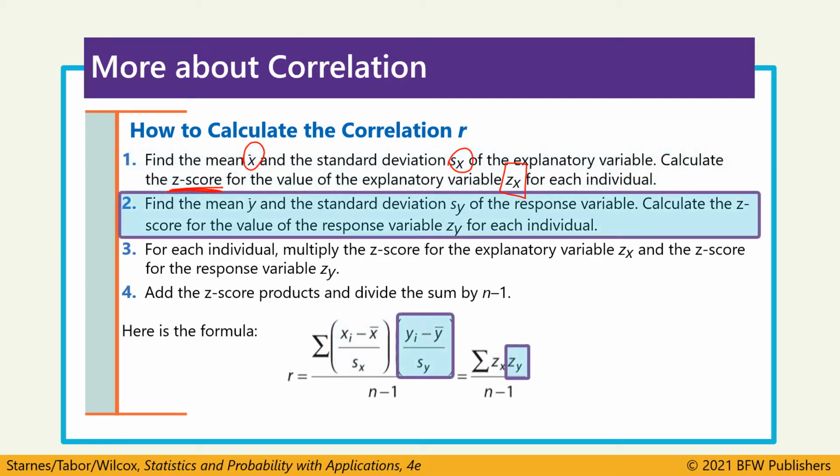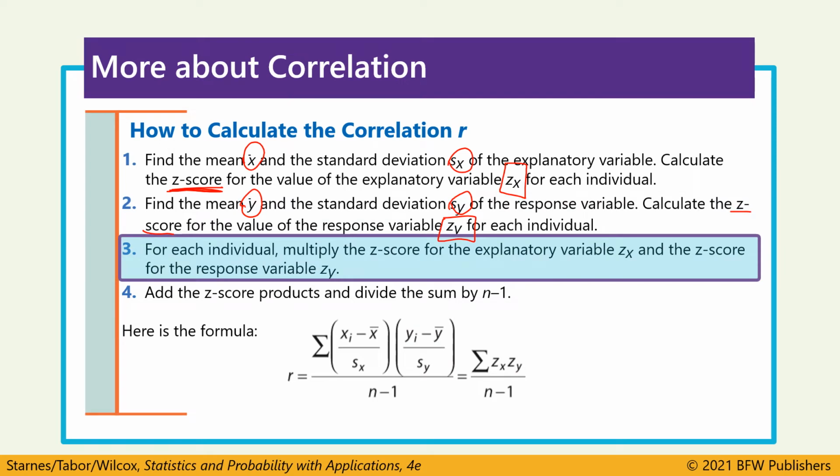After that, we do the same thing with all the y values. Find the mean y bar, find the standard deviation, use that to find z-scores for each of these y values. We're going to label that one zy. So now we have in our table a whole bunch of z-scores, one for every x, one for every y. And the next step is that for each individual, each point in our graph, we're going to multiply that zx and zy together.